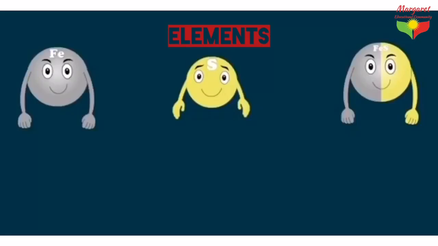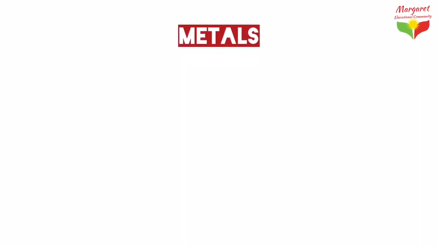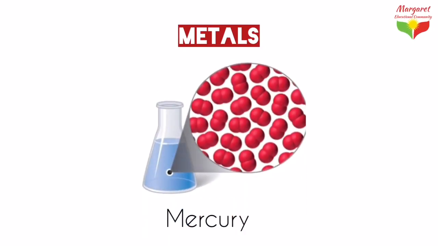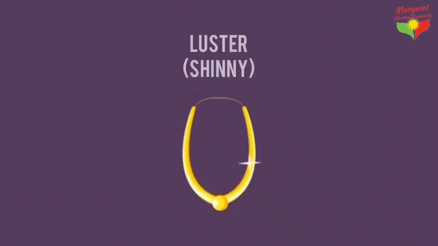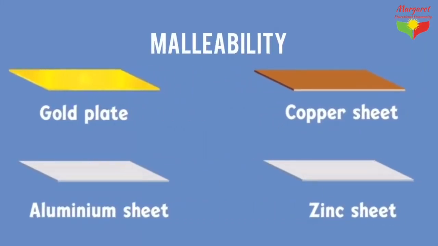That's enough about elements. Now when two or more atoms link together, they form a molecule. Metals are all solid at room temperature except for mercury, which is liquid. Metals have some special characteristics. For example, they are shiny, like gold and silver. They're said to be malleable. In other words, they can be hammered or rolled into thin sheets.